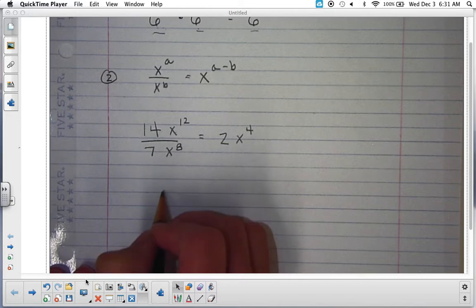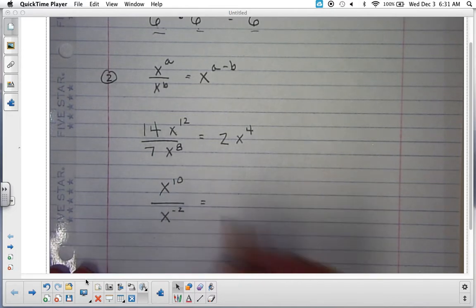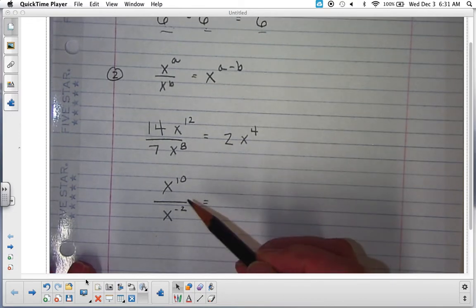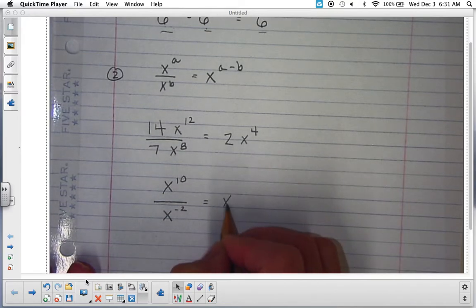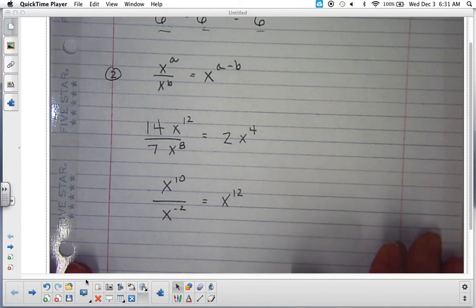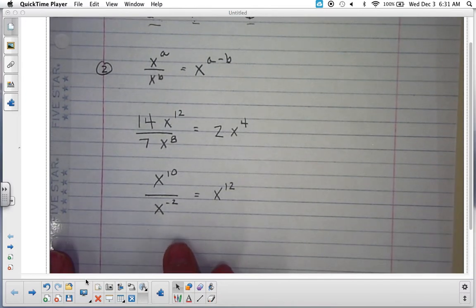Let's do one more. Suppose you have x to the 10th divided by x to the negative 2. Remember, you're subtracting, so it's not 8, it's 10 minus a negative 2. 10 minus negative 2, this will actually be x to the 12th. And we're going to talk about negative exponents in a minute. That's one of the rules.